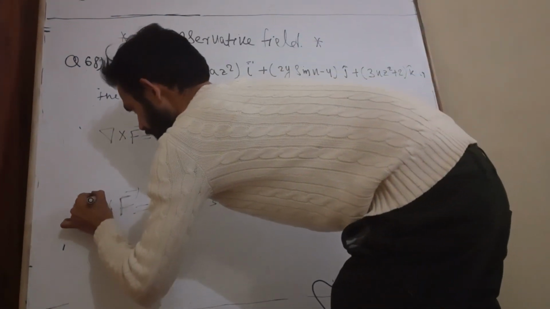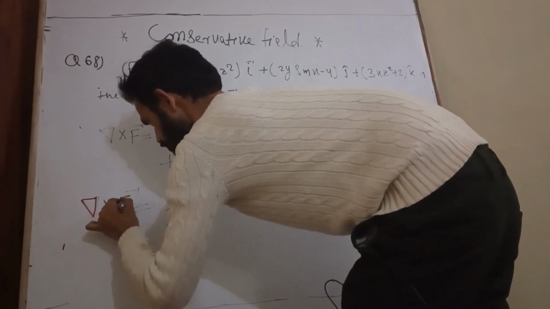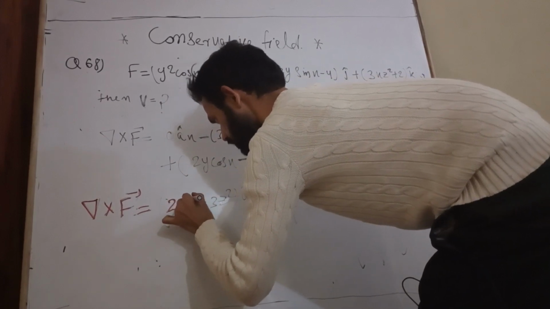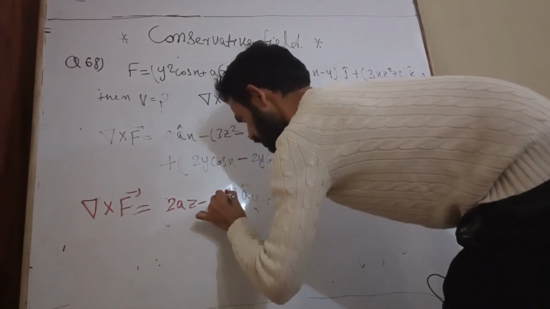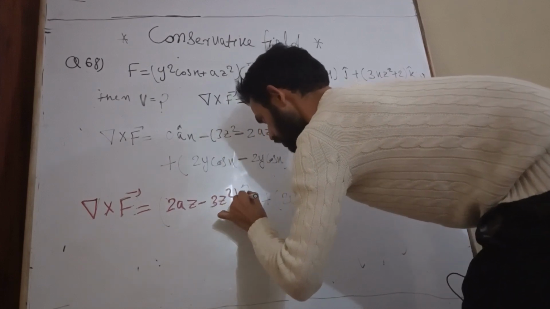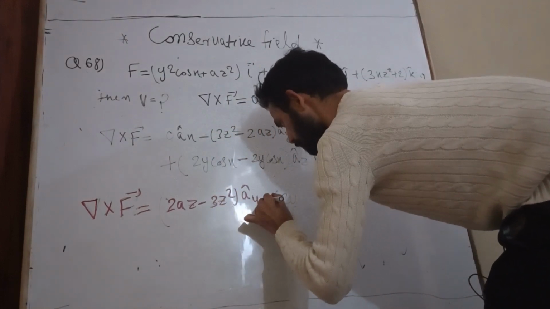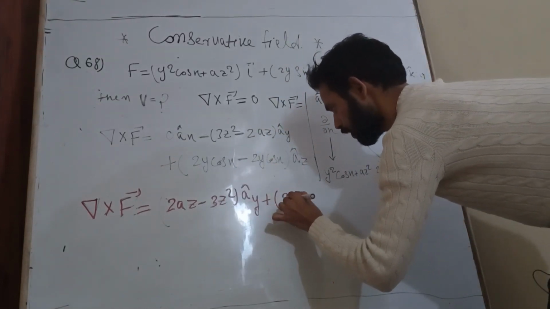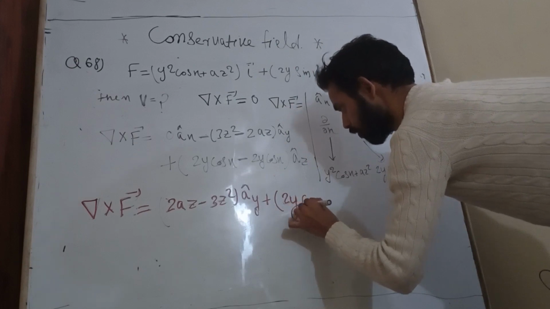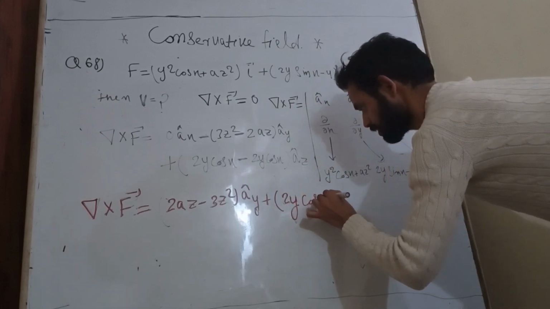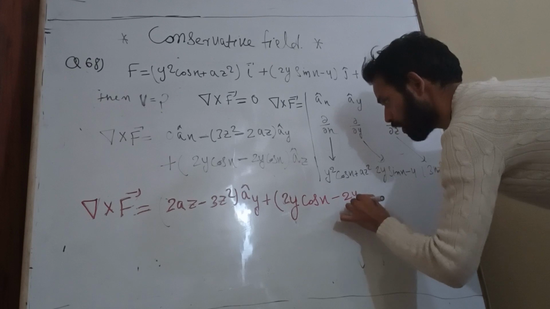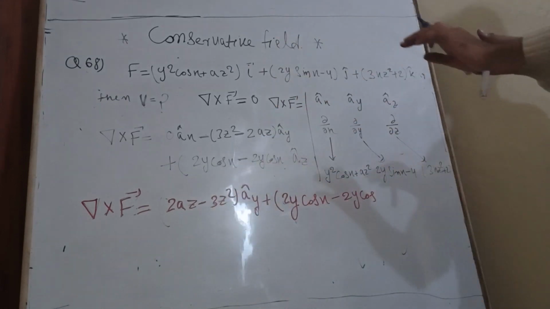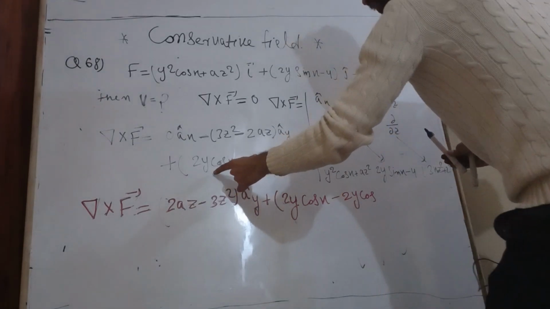Okay, so this is what del cross F is equal to. This is 2az z minus 3z square a unit vector y, plus 2y cos x minus 2y cos x, just a minute. So this is 2y cos x.